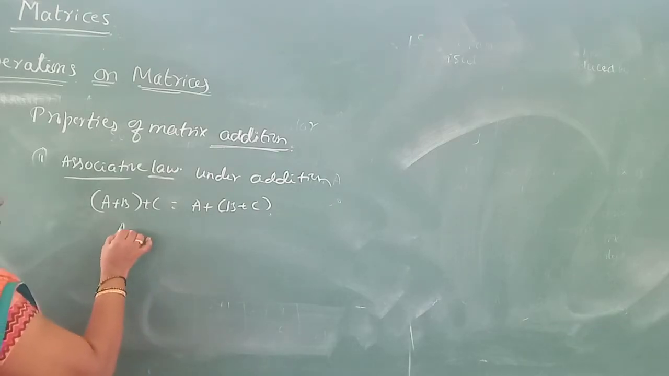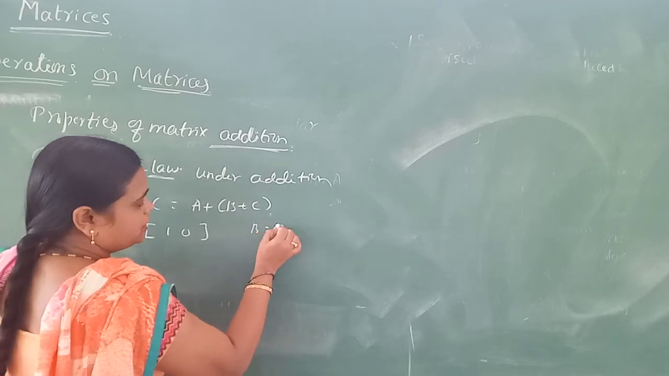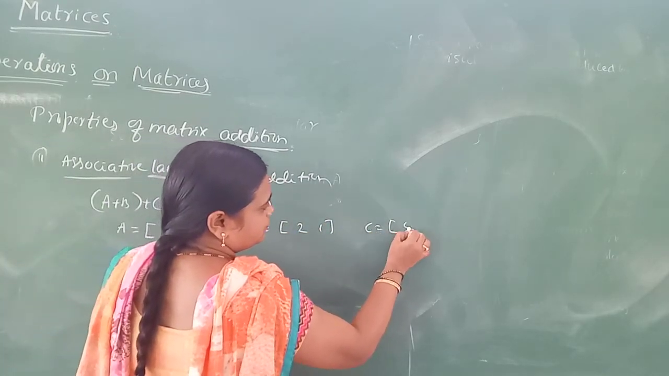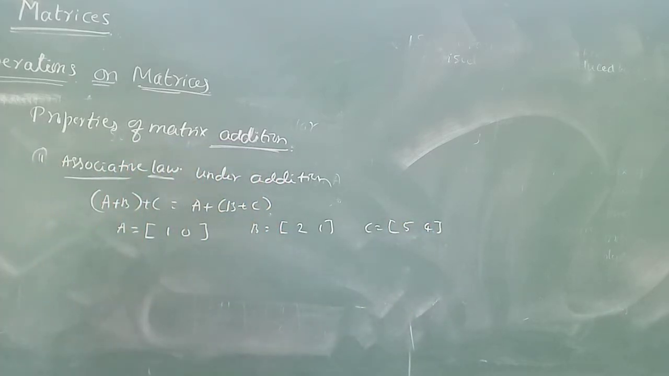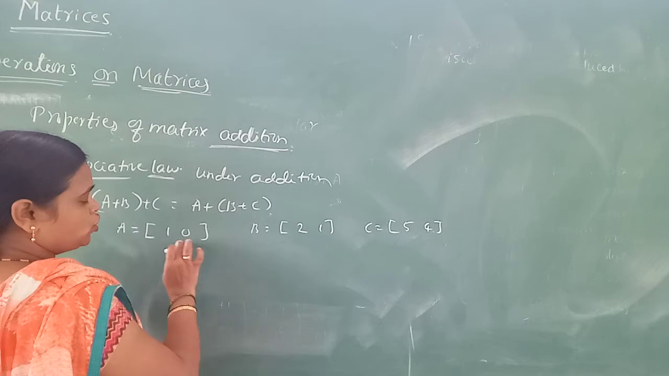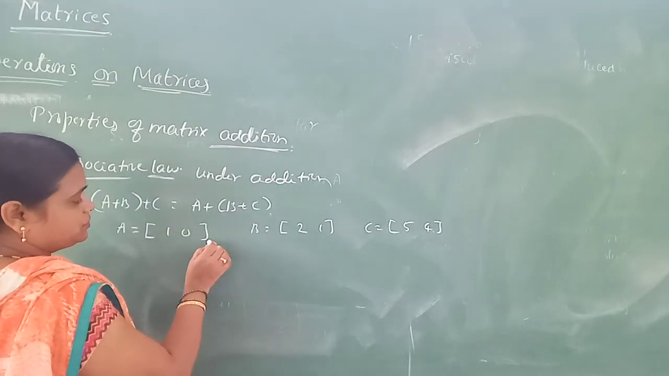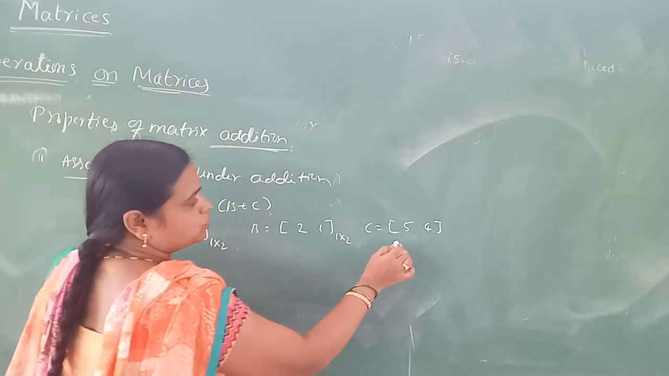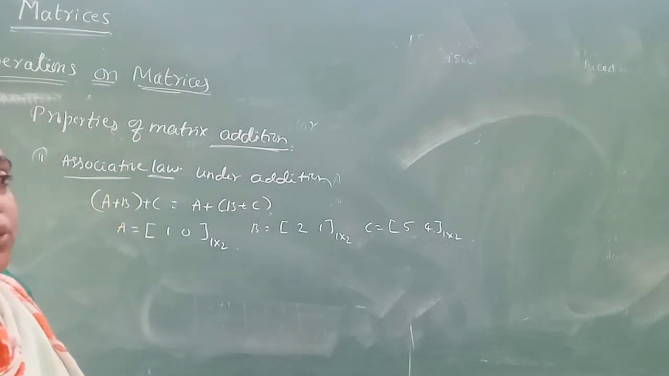Take one example. A is [1, 0], B is [2, 1], C is [5, 4]. For verification, how many rows? 1 row, 2 columns. So the order is 1 into 2 for each, and again we will get 1 into 2.